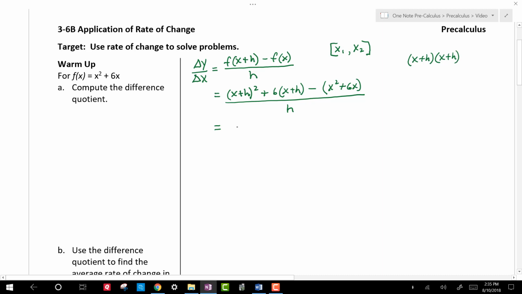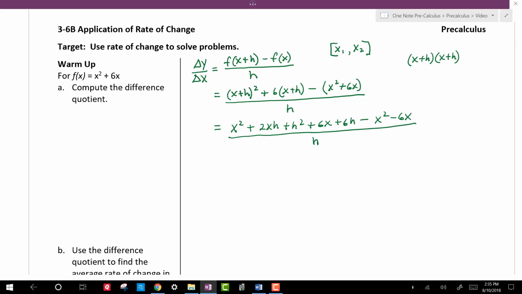X times x is x squared. X times h is xh, and I get another xh in the inside terms. So that's plus 2xh right there. H times h is h squared. And now I've got 6 times x plus h, which is 6x plus 6h. And then I'm going to subtract f of x, which is minus x squared minus 6x. All of this belongs over h.